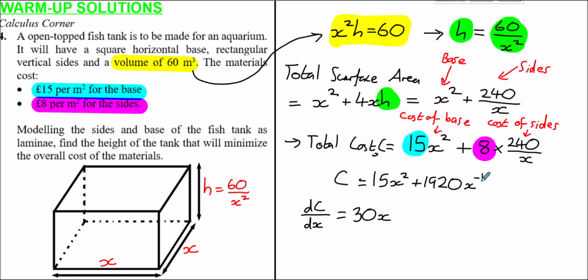This x to the power minus 1, the minus comes to the front and multiplies the 1920. So we have minus 1920, and the power of x drops by 1 to minus 2. And like I say, that's going to be equal to 0 when C is a minimum.